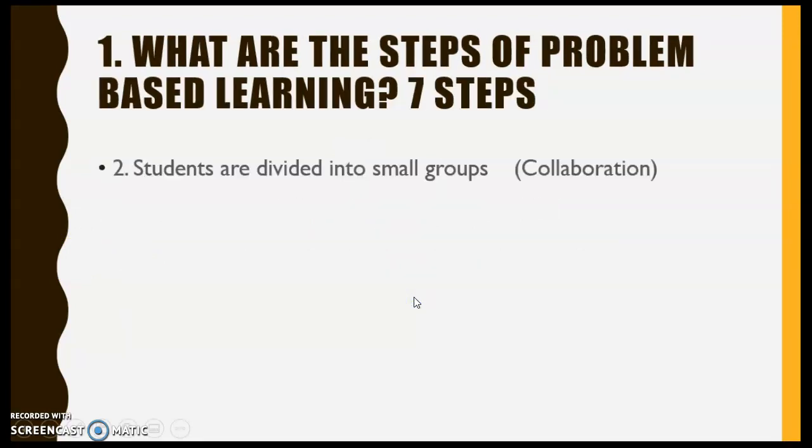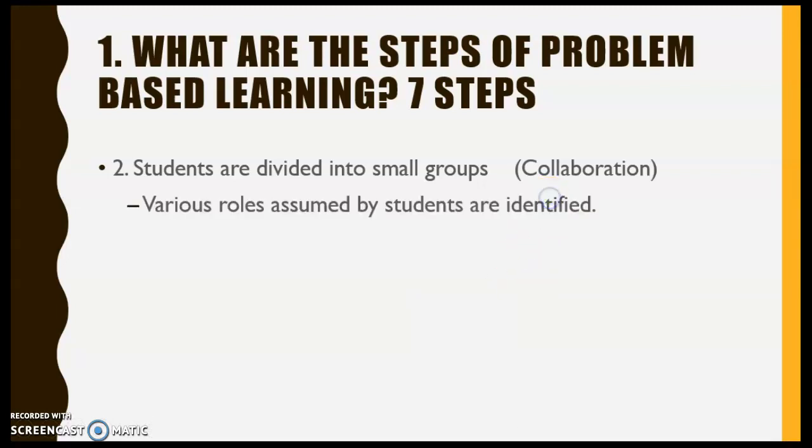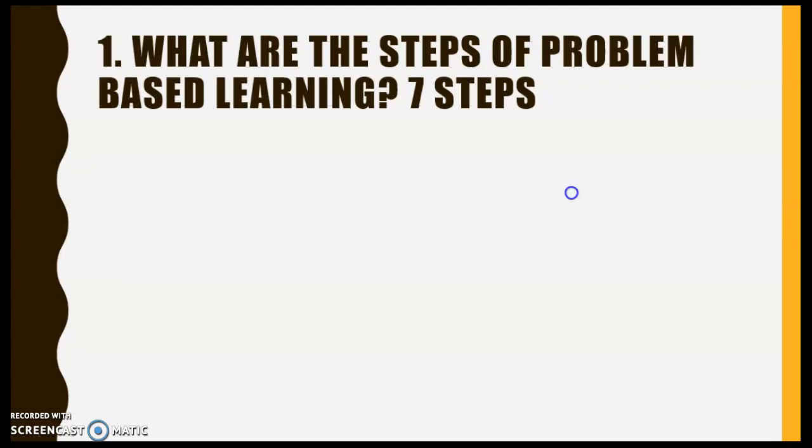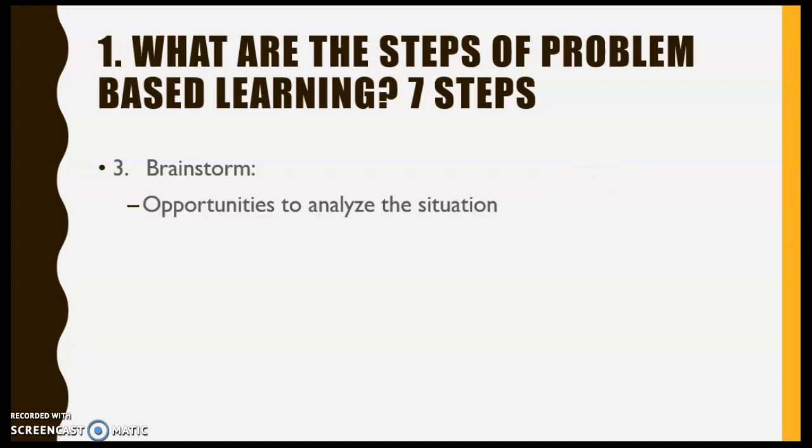Number 2, collaboration. Students are divided into small groups, and they get various roles assumed by the students, which are identified. You can have a scribe, a researcher, a manager, but everyone has to have a position or a job description. Number 3, after they get into the collaborative groups, they brainstorm, because they have to know what each of them already knows. It gives them an opportunity to analyze the situation. In doing so, they can raise questions, and when they raise questions, they access prior knowledge.